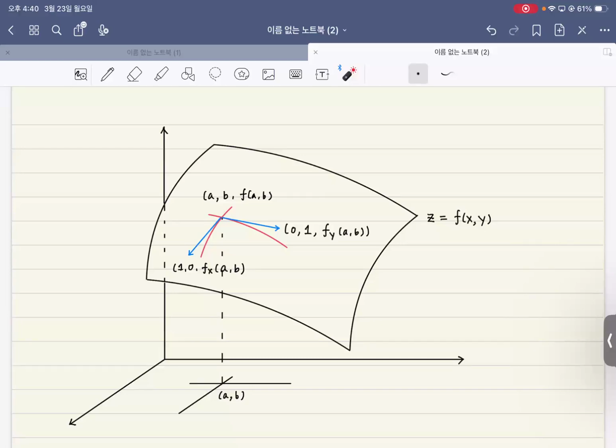Likewise, say that I have taken a cross-section of this surface, this time by another plane that is parallel to the YZ plane and passing through this point. Then such a cross section would be this red curve. And if you consider this red curve on the YZ plane, then the slope at this point of this curve would be precisely fy(a, b). Right? Okay, now great.